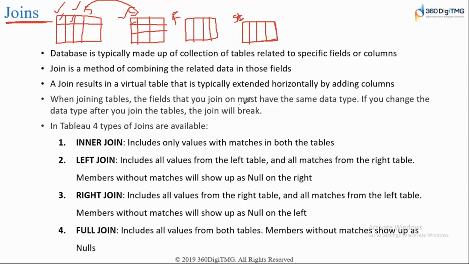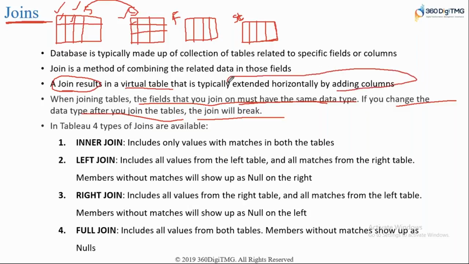Okay, they must have the same... there has to be a common field, and that field should have the same data type. If you change the data type after you join the tables, the join will break. Okay, so join basically gives you a feeling that you are combining data coming from multiple tables and virtually creating a much bigger table out of it by combining the columns together.